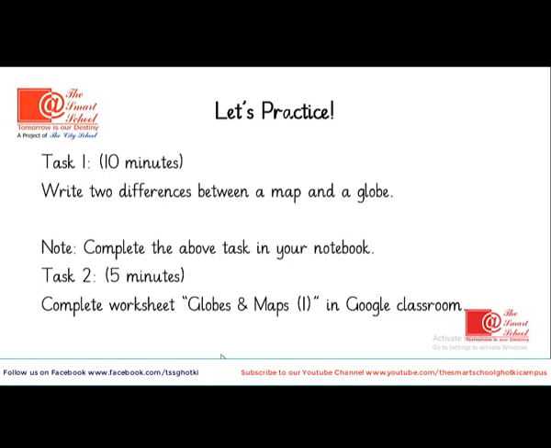Your task number 2, you have 5 minutes to complete this task. The task is to complete a worksheet, Globes and Maps 1 in Google Classroom.